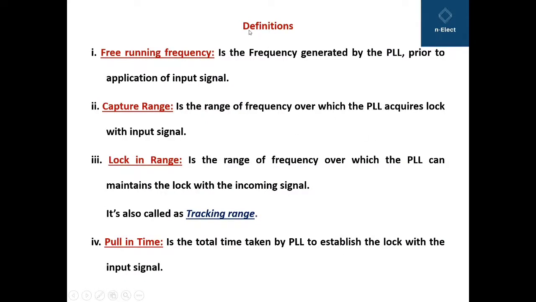Now moving on to the four important definitions dealing with phase lock loop or PLL IC. The first definition is free running frequency. Now what is free running frequency? It is basically the frequency generated by the PLL prior to the application of input signal. Means when the input signal is not applied, the VCO, on the basis of the minimum input voltage it is receiving at that time, generates its own frequency at the output, and that is called the free running frequency.